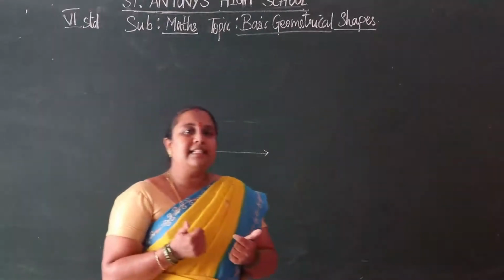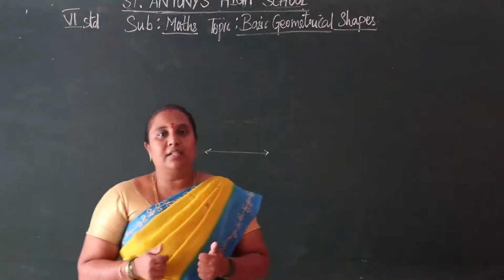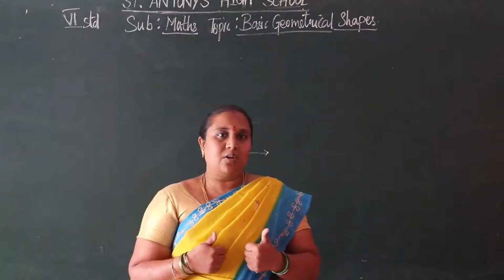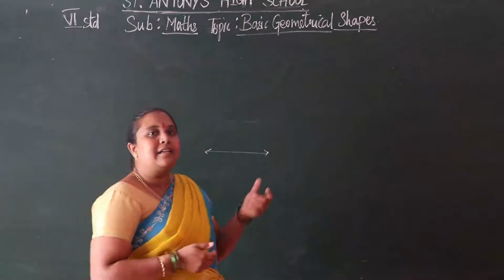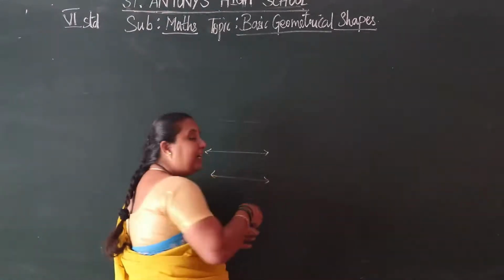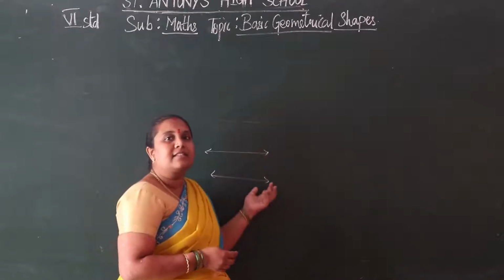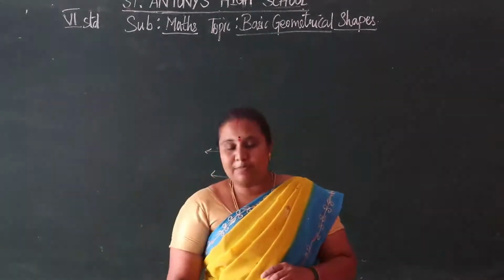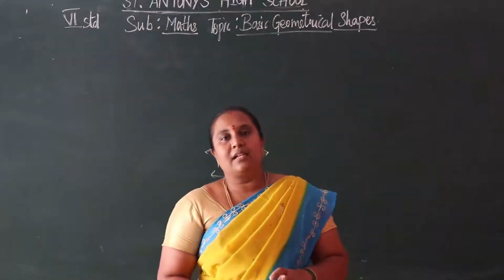So 2 line segments that intersect each other, we can say they are intersecting lines. And 2 lines that move parallelly and do not intersect at any point, we can say they are parallel lines. So these concepts we saw in our previous classes.